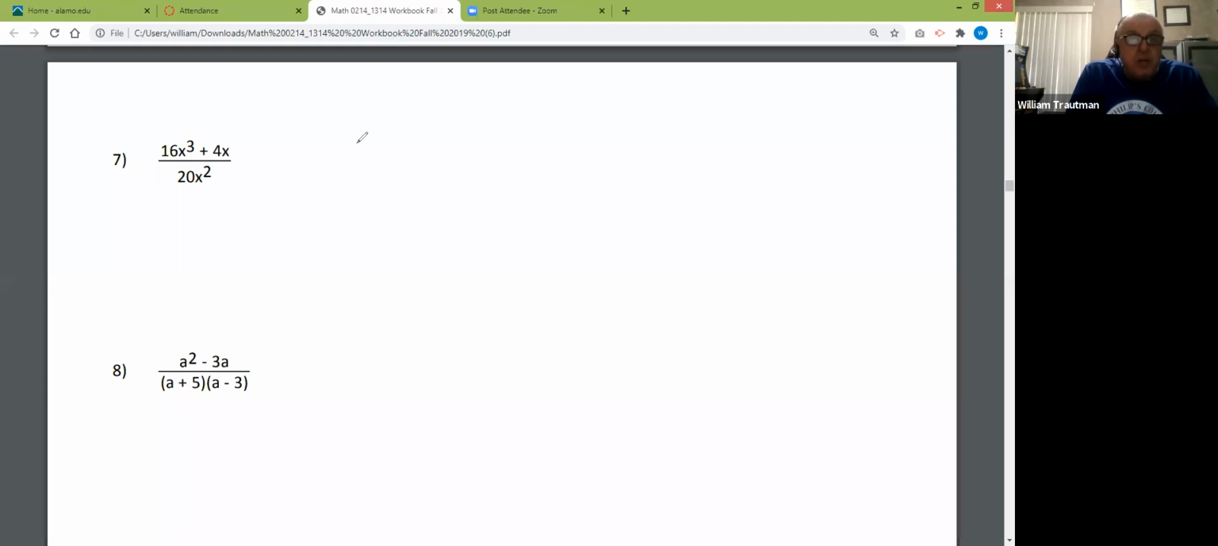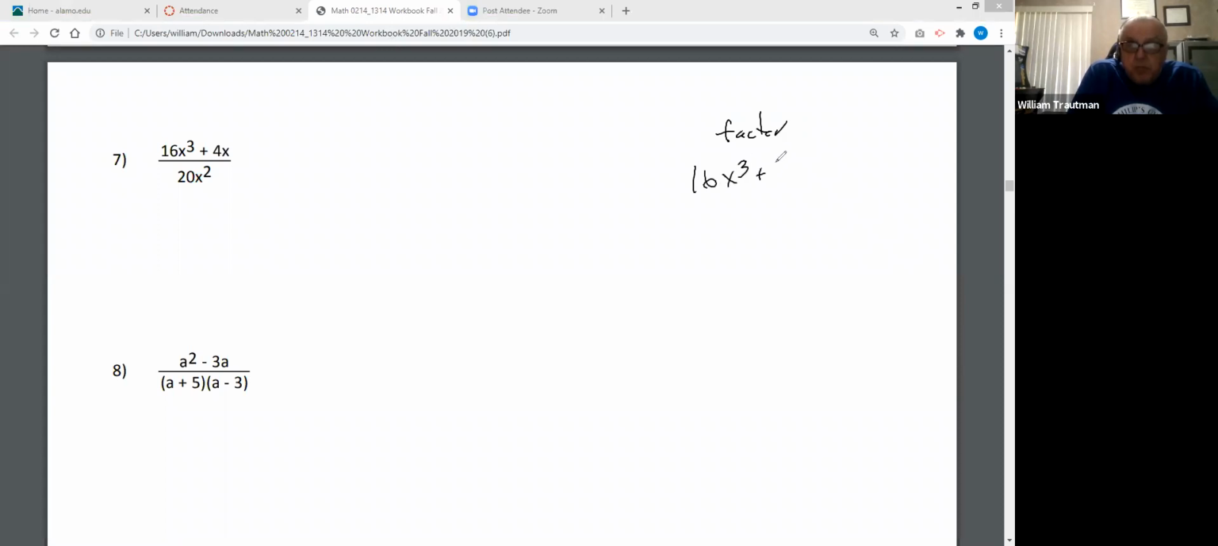All right, so number 7, we're going to factor. It looks like I have a GCF. I'm going to put the factoring over here. I'm going to factor the top. If you look, a 4 divides out of 16 and 4. And the lowest power of x is 1x. So 4x divides out of both of these. 16 divided by 4 is 4. x cubed divided by x is x squared. Here, 4x divided by 4x cancels to 1. 4 divided by 4 is 1.